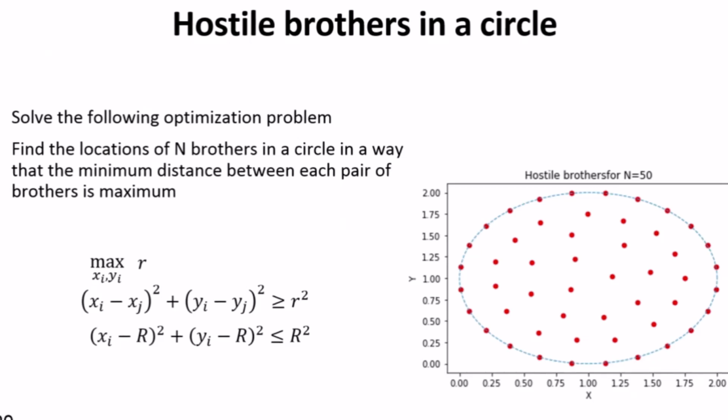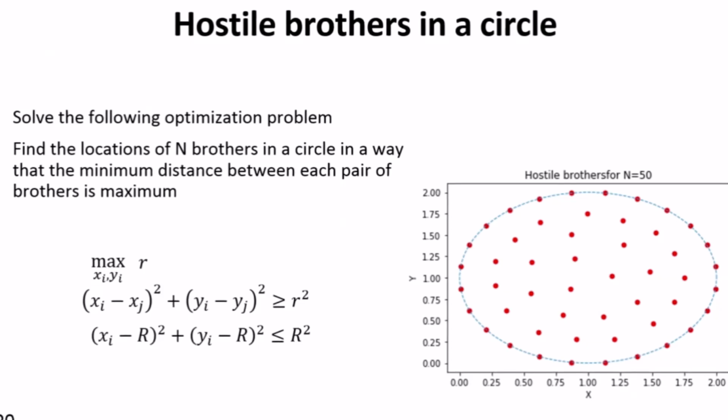Okay, this is the hostile brothers in a circle problem. We want to find the locations of n brothers in a circle in a way that the minimum distance between each pair of brothers is maximum. So we want to first calculate the distance between each pair of brothers.